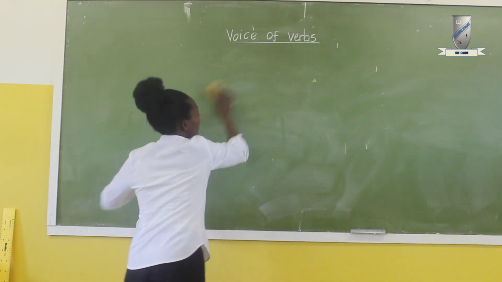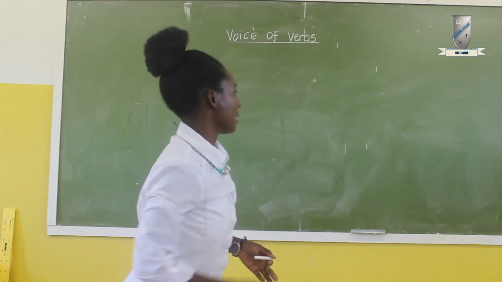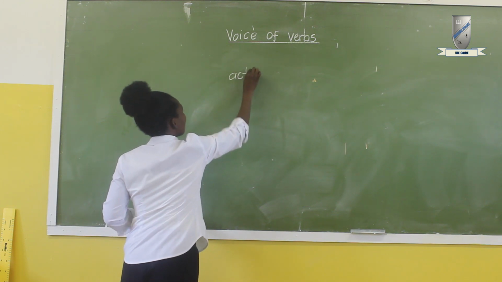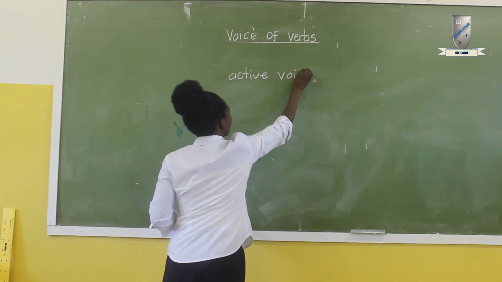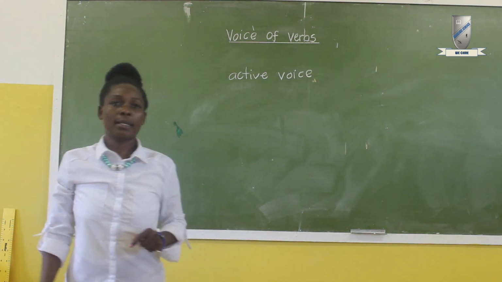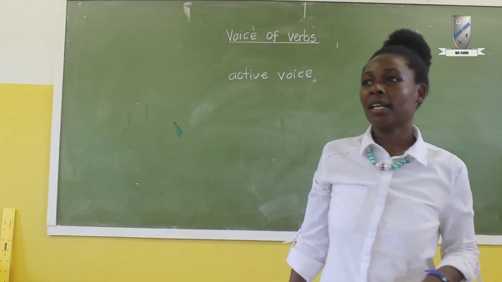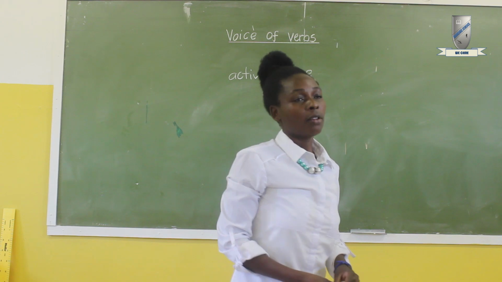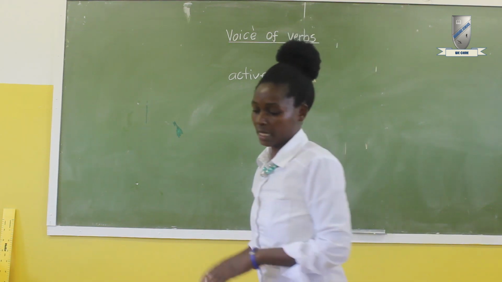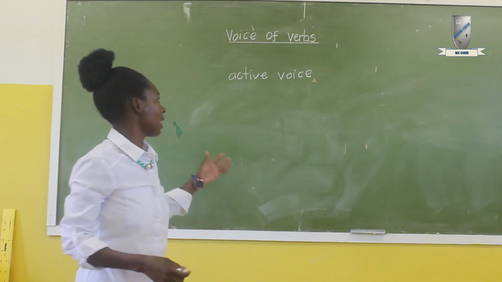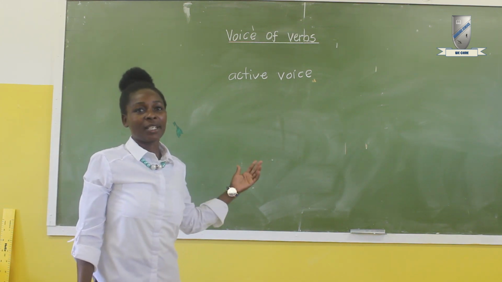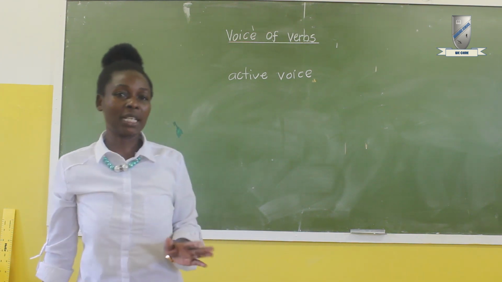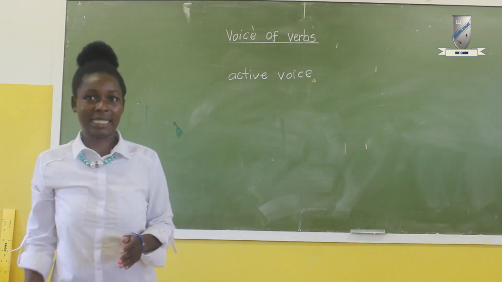So when we talk of the voice of verbs in a sentence, we have two types of voices in a sentence. We have what we call active voice. In an active voice, the subject performs the action, which means that we begin our sentence with the subject.